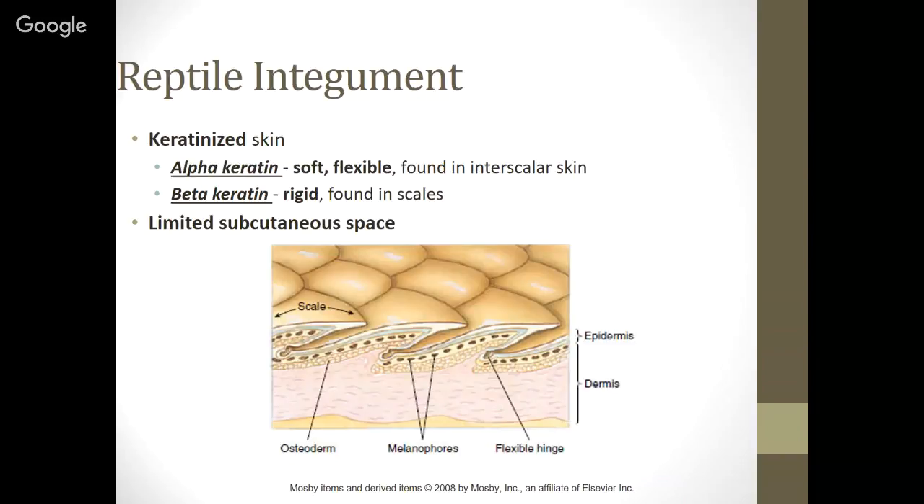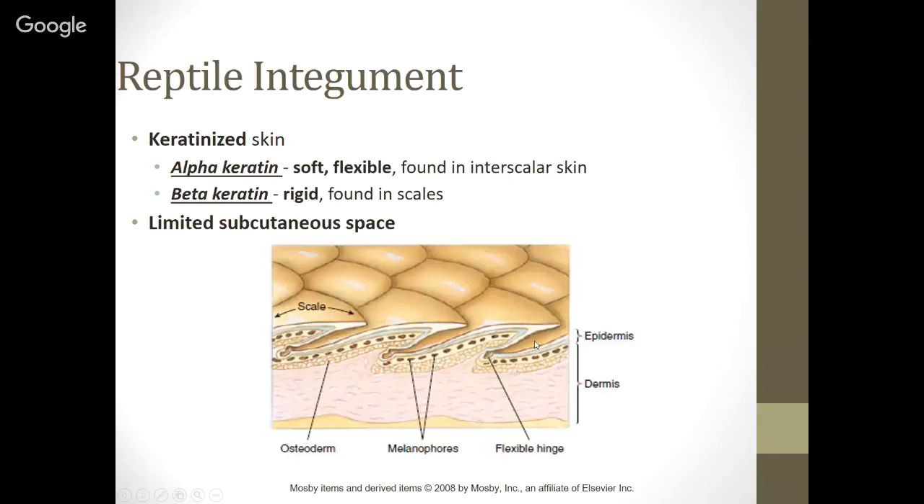Their skin, they have a keratinized skin. There is alpha keratin, which is soft and flexible, and it's found in the interscalar skin, so between the scales. Beta keratin is rigid, and that's the keratin that is found in the scales. They have very limited subcutaneous space, so we don't give a lot of sub-Q injections into these guys. Most of the injections we give to reptiles are IV, intraperitoneal, or IM.